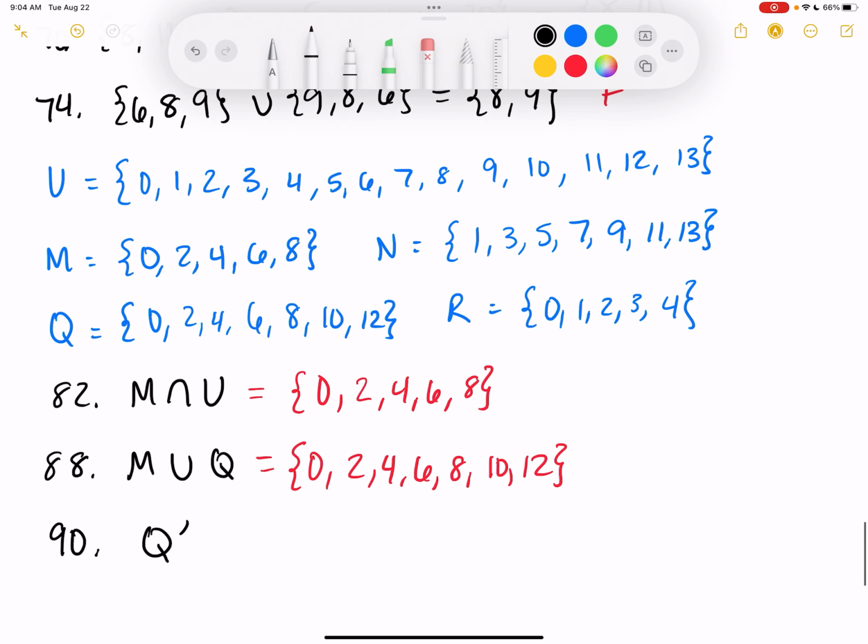90 is going to be the complement of Q. So that means everything in the universal set that's not in Q. So basically go through Q and see what is missing from Q that you see up in U.